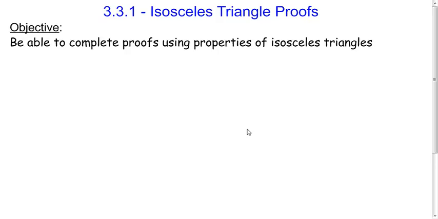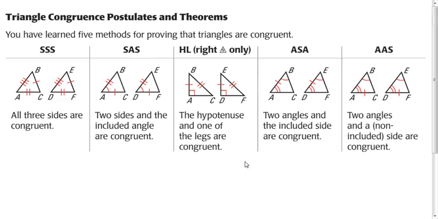Hello class, in this lesson we're going to learn how to complete proofs that involve isosceles triangles. Remember, an isosceles triangle is a triangle that has at least two congruent sides. So here's a refresher on the 5 congruence criteria. These are going to be useful throughout our unit.